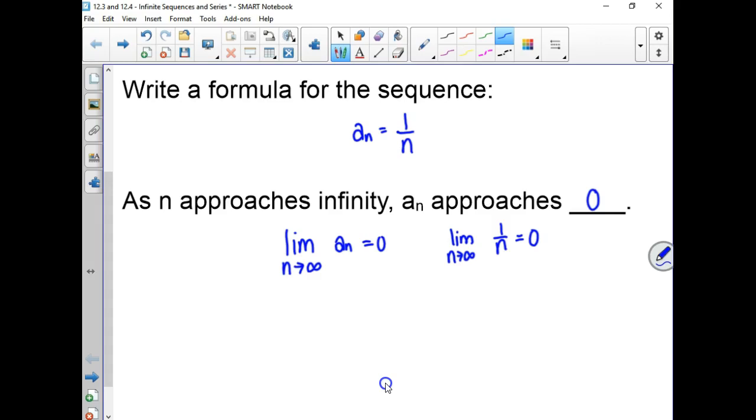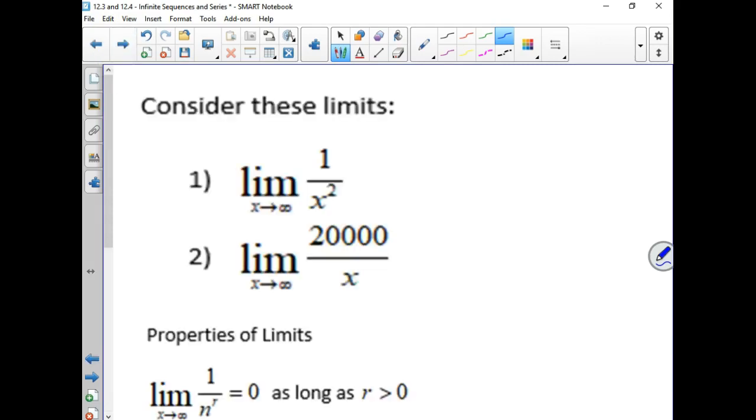So that's the notation that we use for this. And we'll be seeing quite a bit of that over the next few days. So let's look at these limits. The first one we've got here is the limit as x approaches infinity of 1 over x squared.